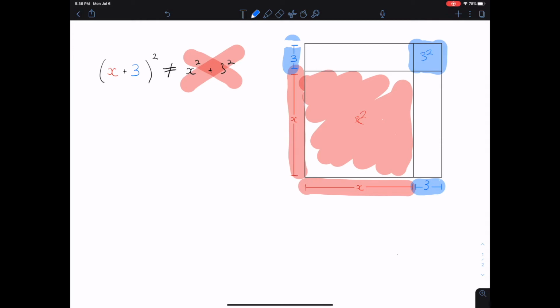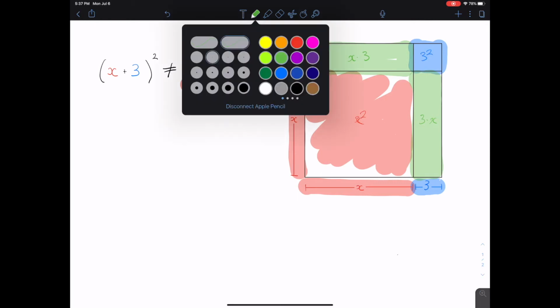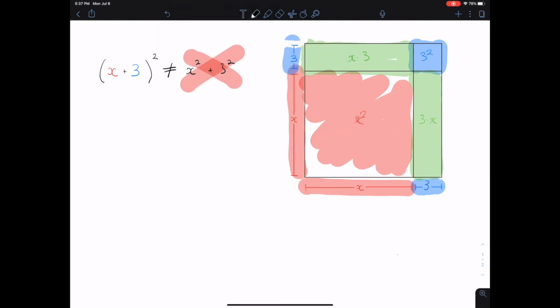But if we only pay attention to the x squared and the 3 squared piece, we miss entirely 2 other regions of the large square. We've ignored this rectangle with area 3 times x, base times height, and also this rectangle here with area x times 3, again base times height. The geometry suggests to us that (x + 3) squared should be the sum of these 4 quantities, and indeed it is.